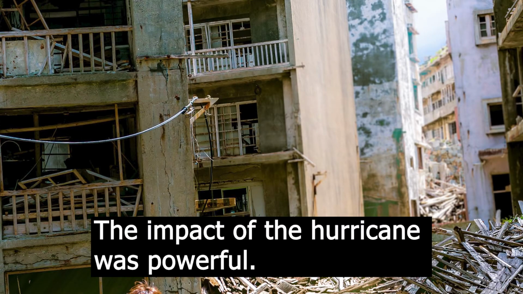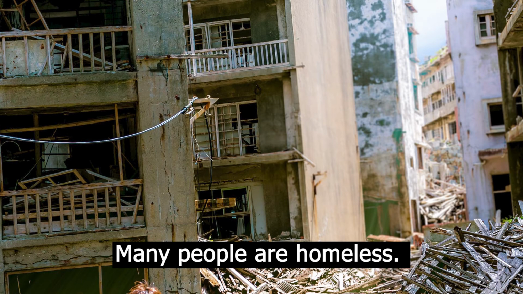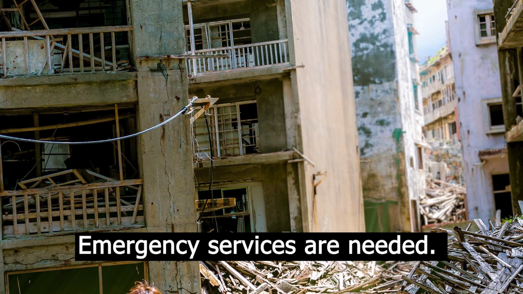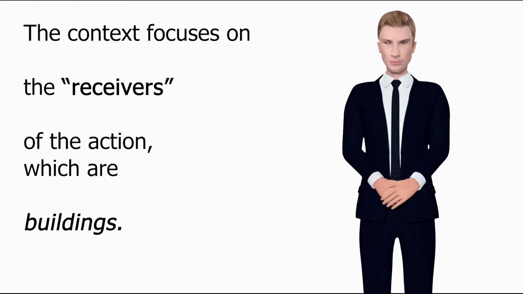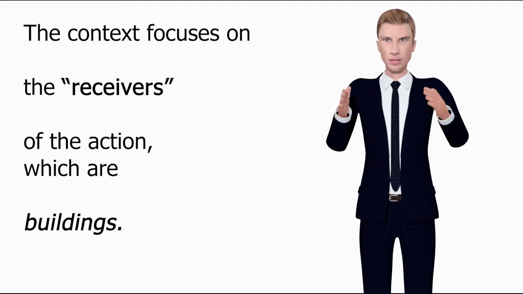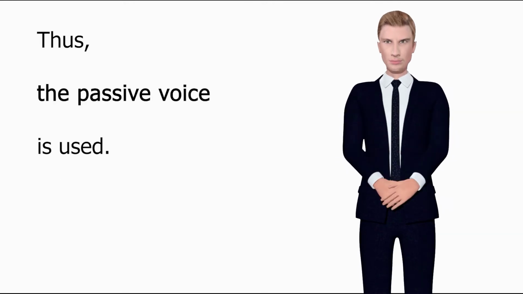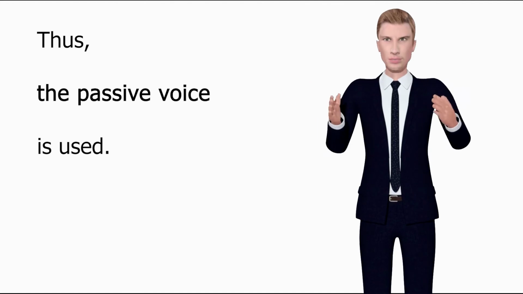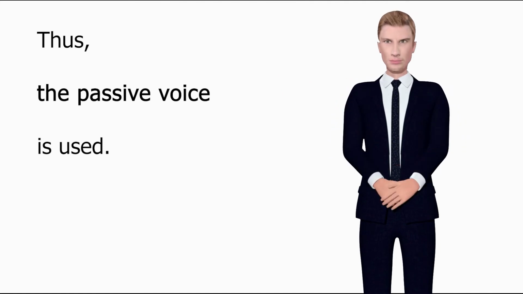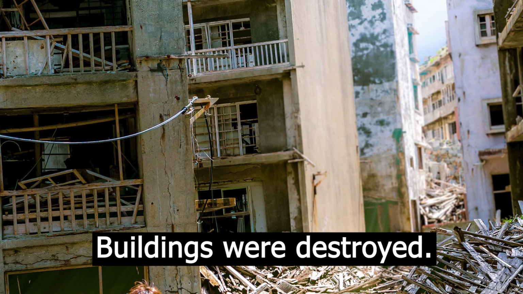The passive voice. The impact of the hurricane was powerful. Many people are homeless. Emergency services are needed. The context focuses on the receivers of the action, which are buildings. Thus, the passive voice is used. Buildings were destroyed.